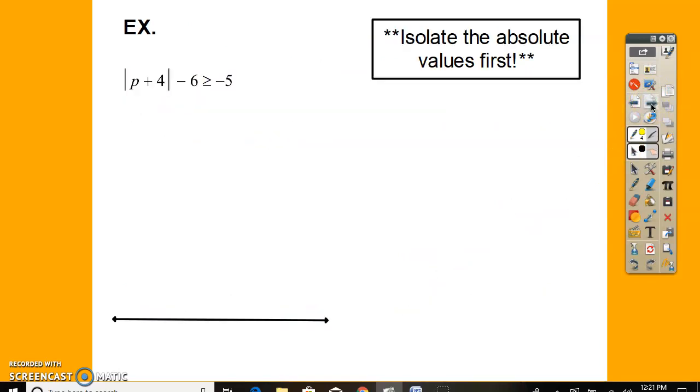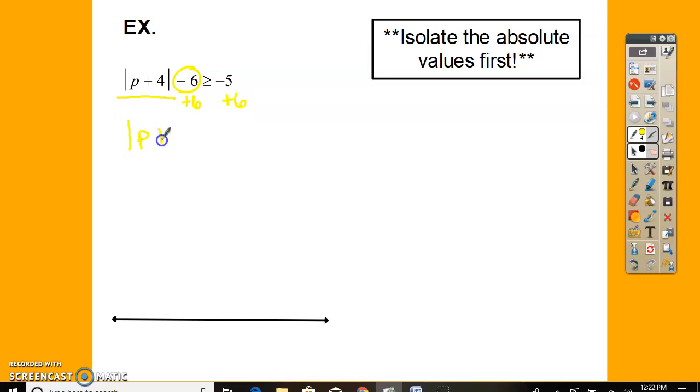Now in this one, you have to make sure that you are isolating the absolute value first. And this is the same thing that we did with the equations. We cannot split into two unless the absolute value is by itself. So we need to get this p plus 4 by itself first. So in order to do that, you first need to take this -6 and add it to the other side. Remember, if we're moving it to the other side of the equation, you have to do the opposite. So instead of a -6, we're adding 6 to both sides.